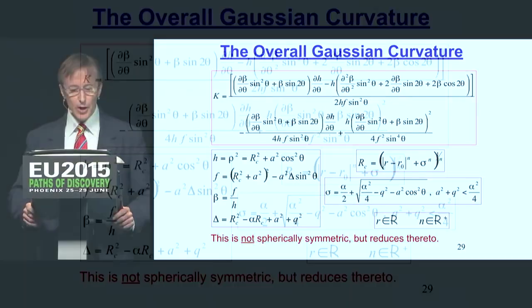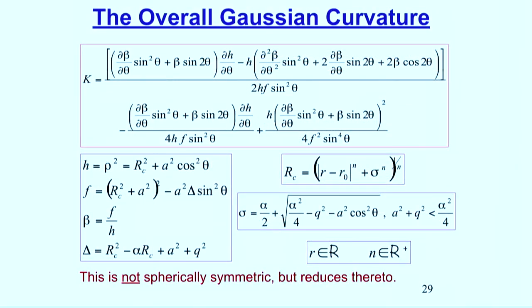Here is an expression that I have obtained for the overall Gaussian curvature. Now we see that this is a very complicated expression. Now, what is a spherical surface? Well, according to the pure mathematicians, any surface which has a constant, positive, Gaussian curvature is a spherical surface. We look at this expression, it's not positive and constant. That means it's not spherical.